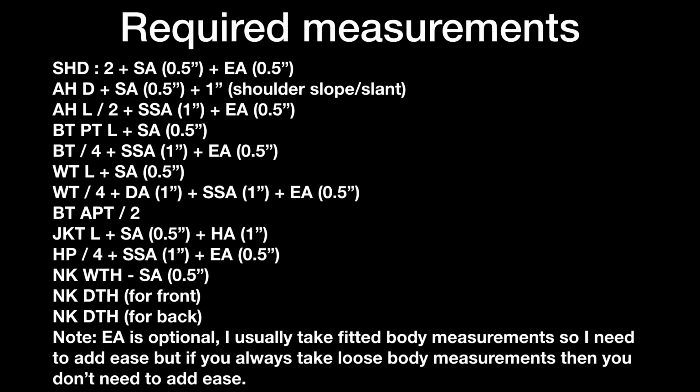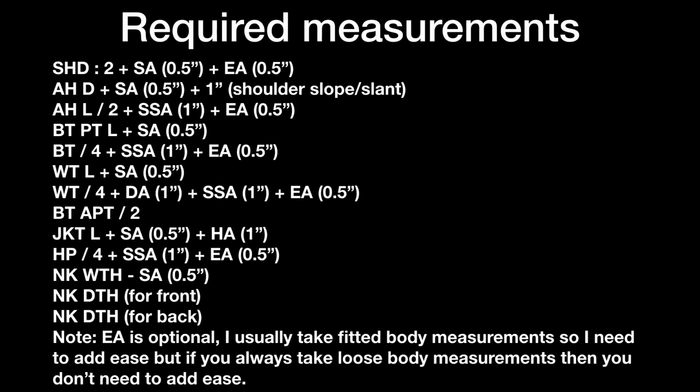My required measurements are shoulder divided by 2 plus sewing allowance of 0.5 plus ease allowance of 0.5. Armhole depth plus sewing allowance of 0.5 plus 1 inch for my shoulder slope or slant. Armhole length divided by 2 plus side seam allowance of 1 inch plus ease allowance of 0.5. Bust point length plus sewing allowance of 0.5.